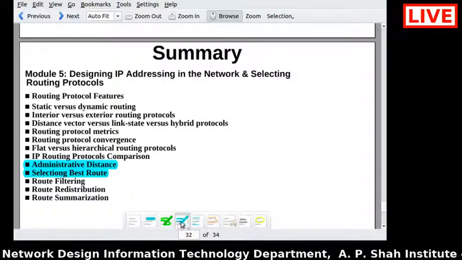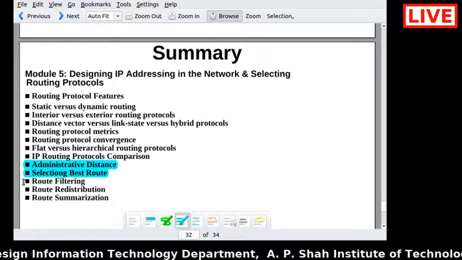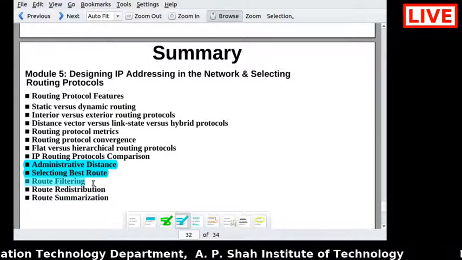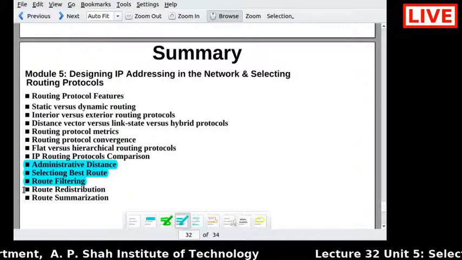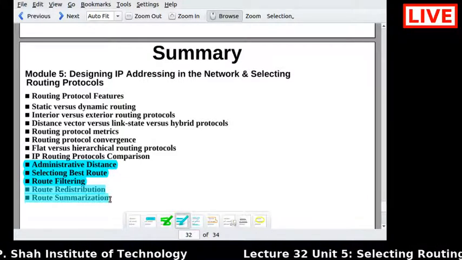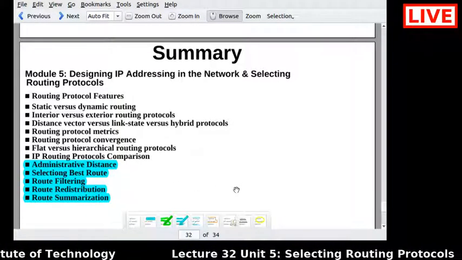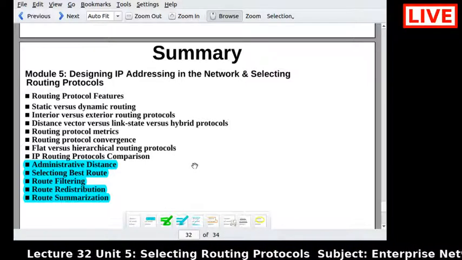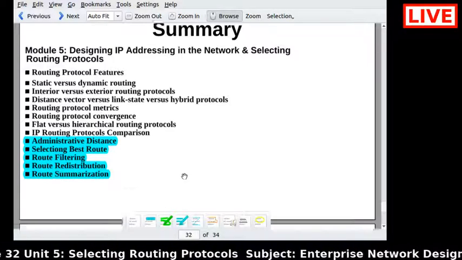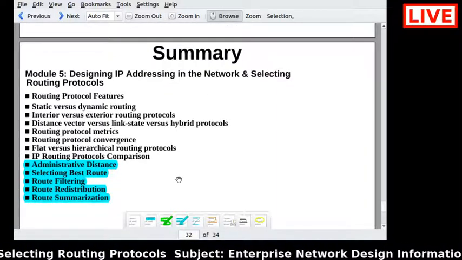Then route filtering, we have discussed why you will require route filtering and in which circumstances it will be beneficial for your organization. Then route redistribution and route summarization. So all these techniques and methodologies we have seen. So this is all about today's session.